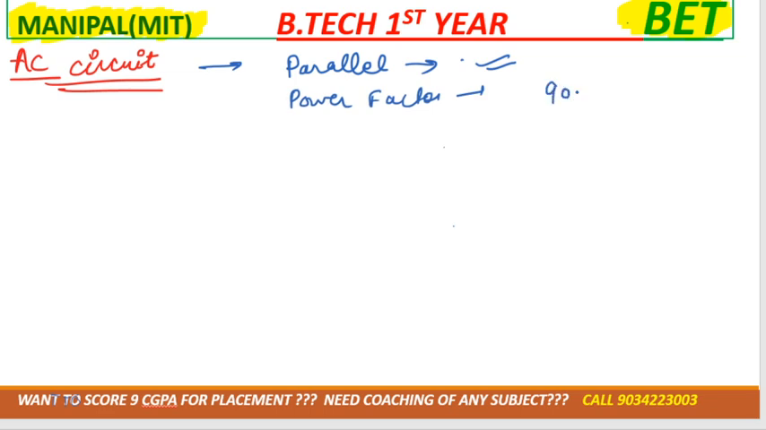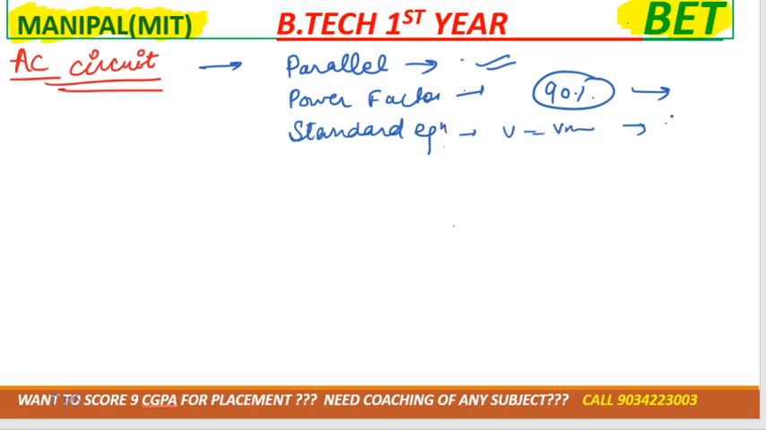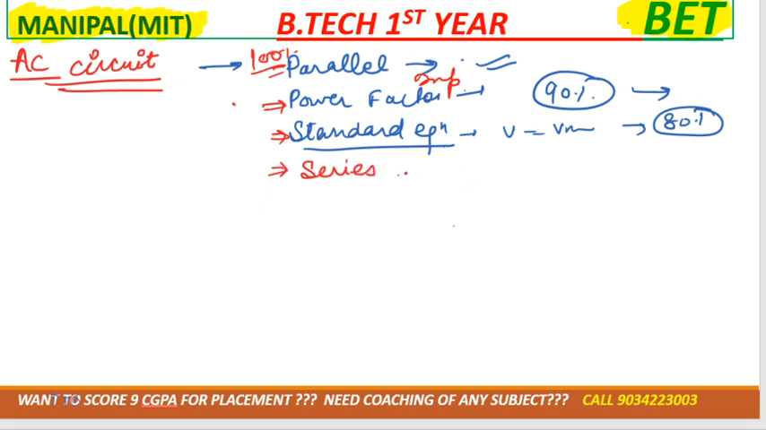There is a 90% chance that this type of question will come in your midterm as well as in end term. Then I told you about the standard equation question. Standard equation question means V equals V max sine omega t. There is an 80% chance that this type of question will come in midterm or end term. Okay, so this one is 100%. Power factor improvement question is 90%. Standard equation is 80%. Then we'll have the series based question, so its chance is 70%.